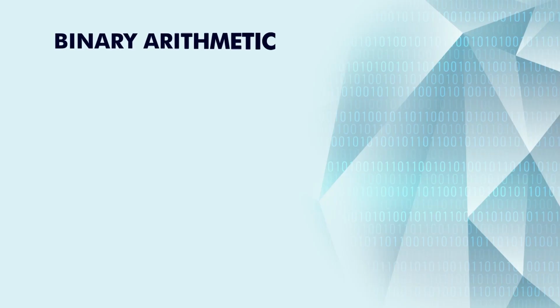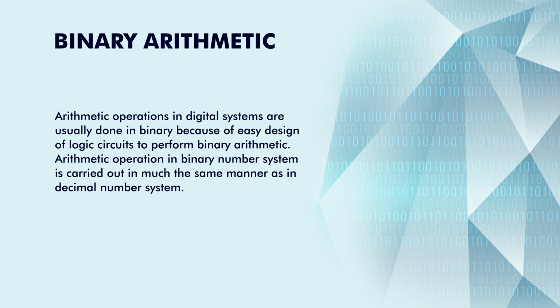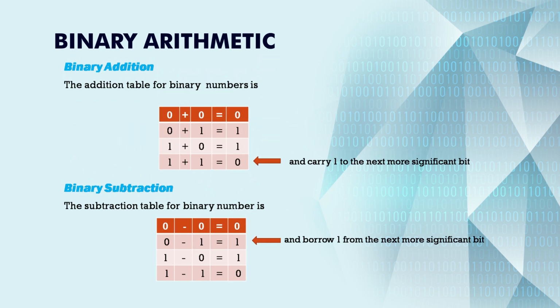Now, we will go to the next topic, that is binary arithmetic. Arithmetic operations in digital systems are usually done in binary because of the easy design of logic circuits to perform binary arithmetic. Arithmetic operation in the binary number system is carried out in much the same manner as we do in the decimal number system. So, we will start with binary addition.